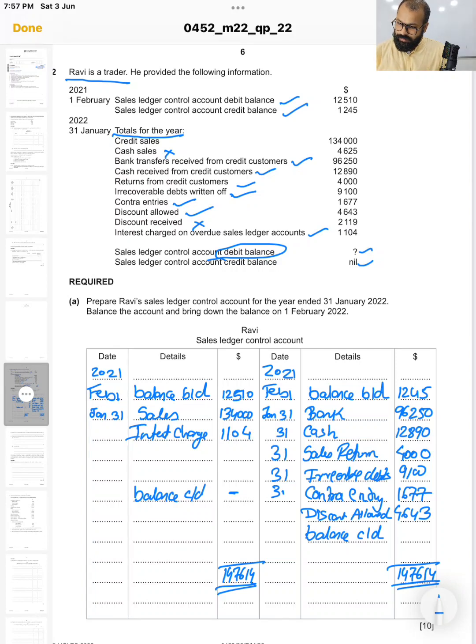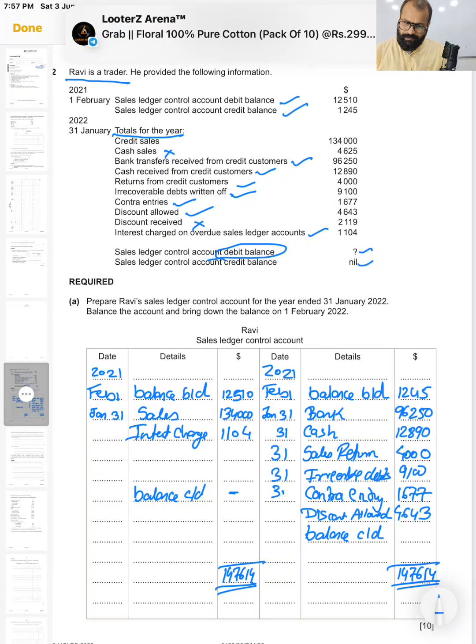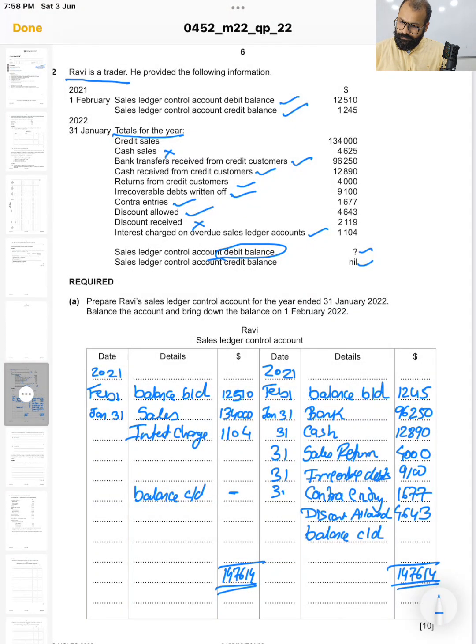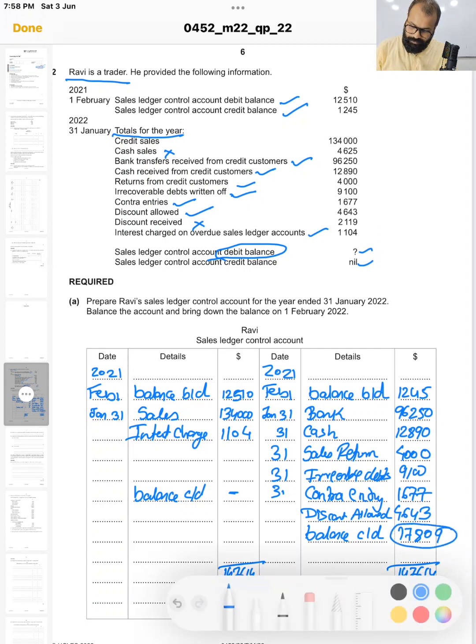So less 1245, 96250, 12890, 890, 4000, less 9100, less 1677, less 4643. So I've subtracted, and the difference I've got is 17809. I'll just circle it. I'll just write it again nicely.